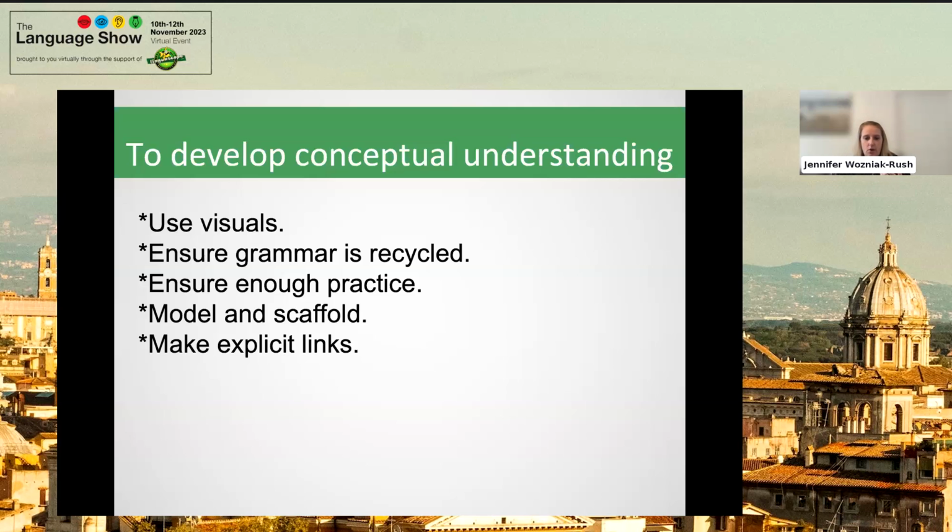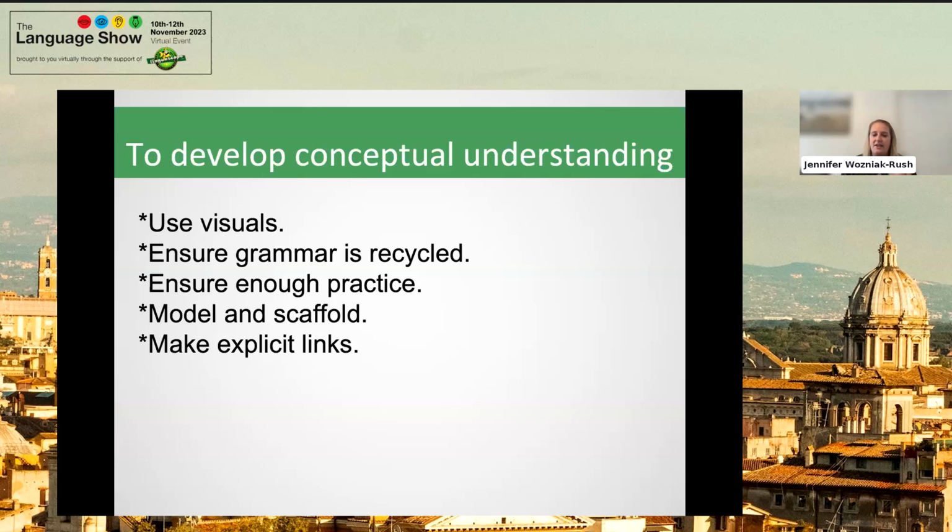You could also support pupils developing their conceptual understanding. So again, using pictures, visuals, to complement that auditory work, and as a stimulus for the production of speech as well. So that will not only help with the listening, but also with the speaking.